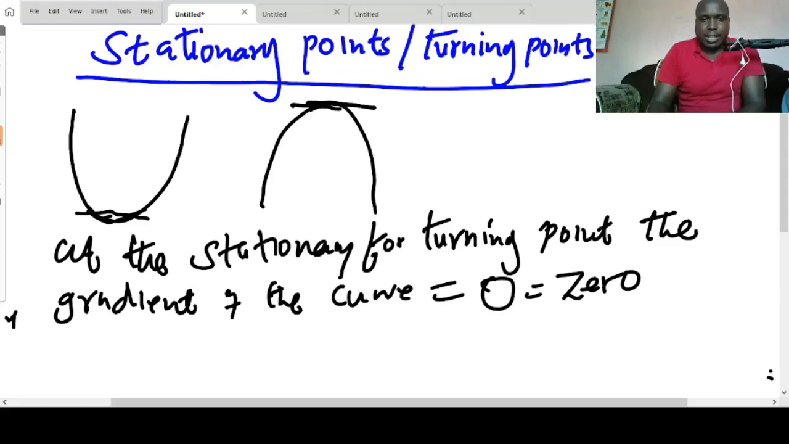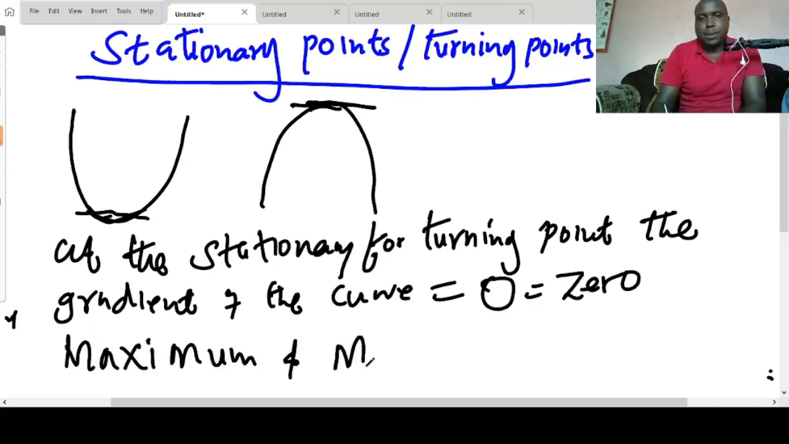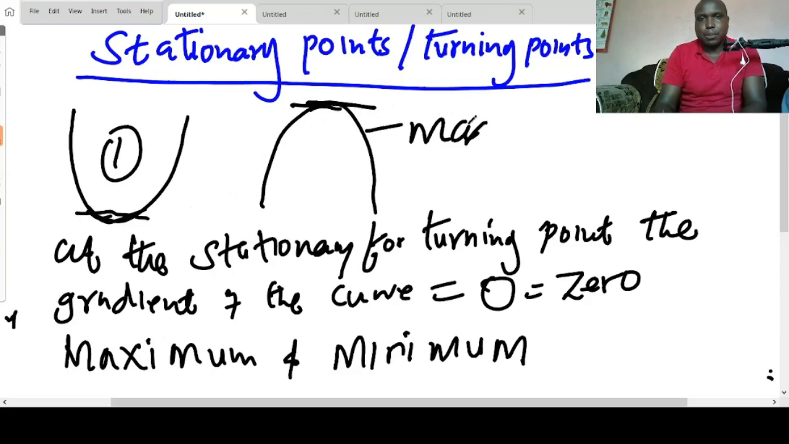If that is the case, then we have two types of turning point. One, we have the maximum, and we have the minimum. So we have the minimum point and the maximum point. So the first one here is the minimum point, and this one here is the maximum point.